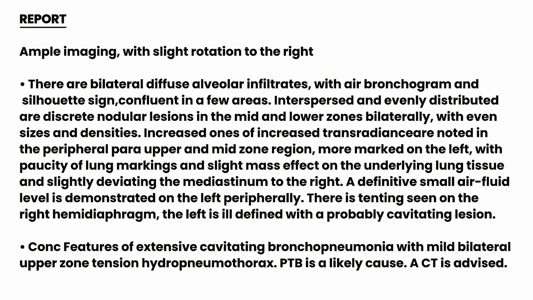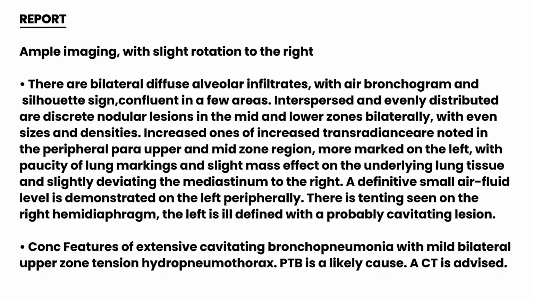There are bilateral diffuse alveolar infiltrates with air bronchogram and silhouette sign, confluent in a few areas. Interspersed and evenly distributed are discrete nodular lesions in the mid and lower zones bilaterally with even sizes and densities. Increased lucency, more marked on the left, with a paucity of lung markings and slight mass effect on the underlying lung tissue, slightly deviating the mediastinum to the right.